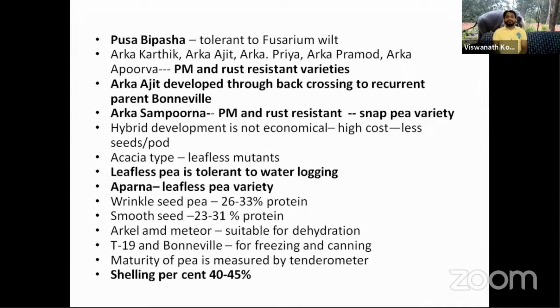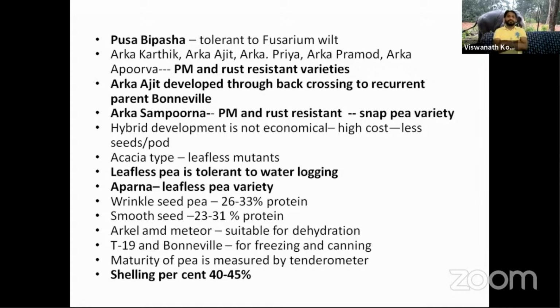Arka Ajit was developed through backcrossing to a recurrent parent, Bonneville. Bonneville is an introduced variety from the USA. But Arka Ajit was developed through the backcrossing method. There is another variety, Arka Sampurna, resistant to powdery mildew and rust. It is a snap pea variety.